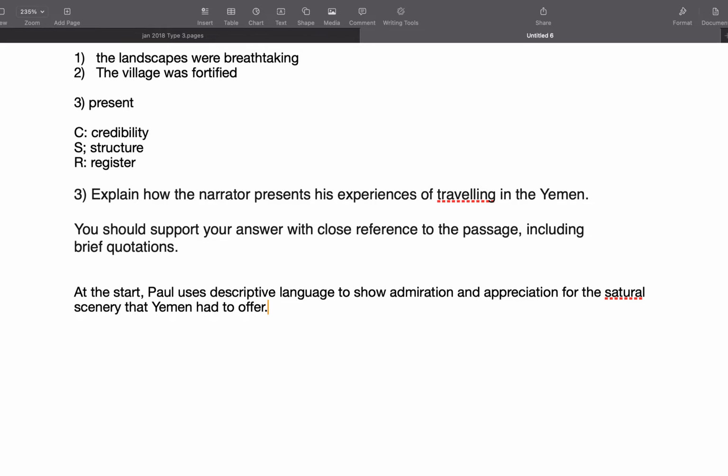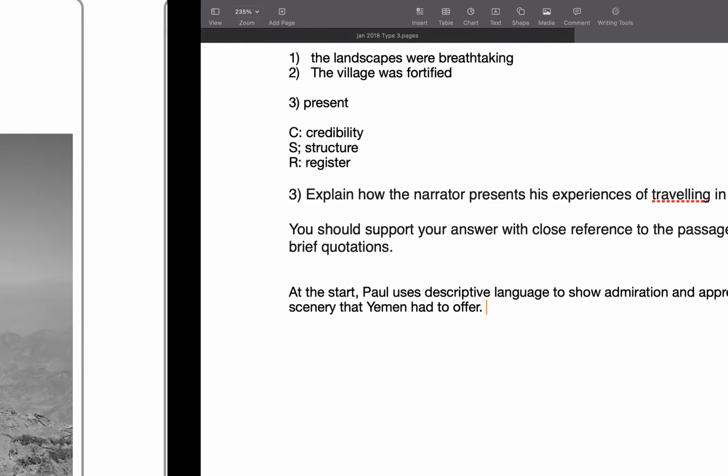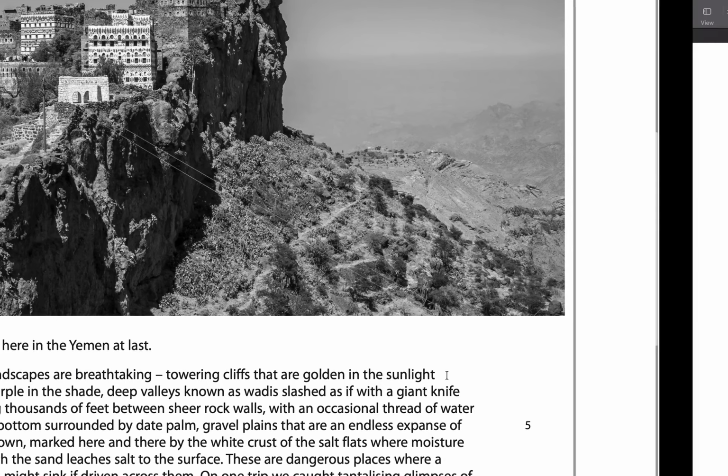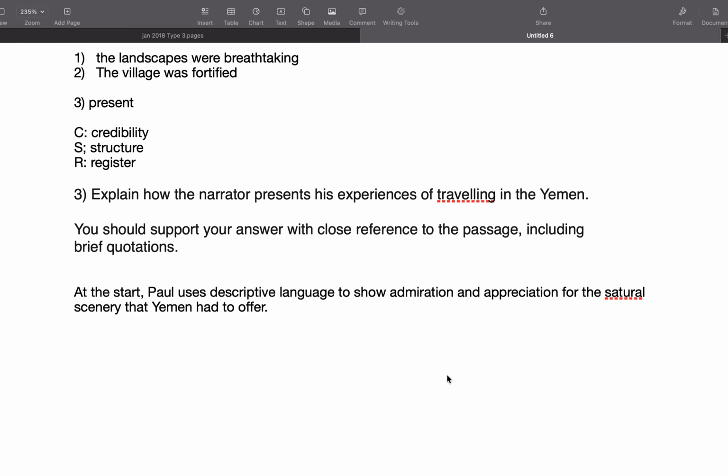Right now, we're gonna use some of the words like breathtaking, towering cliffs, golden in the sunlight. Right, we're gonna use all of these. So we're gonna say the phrase breathtaking. Then we can say towering cliffs and, what was it? Golden, right? Golden in the sunlight.